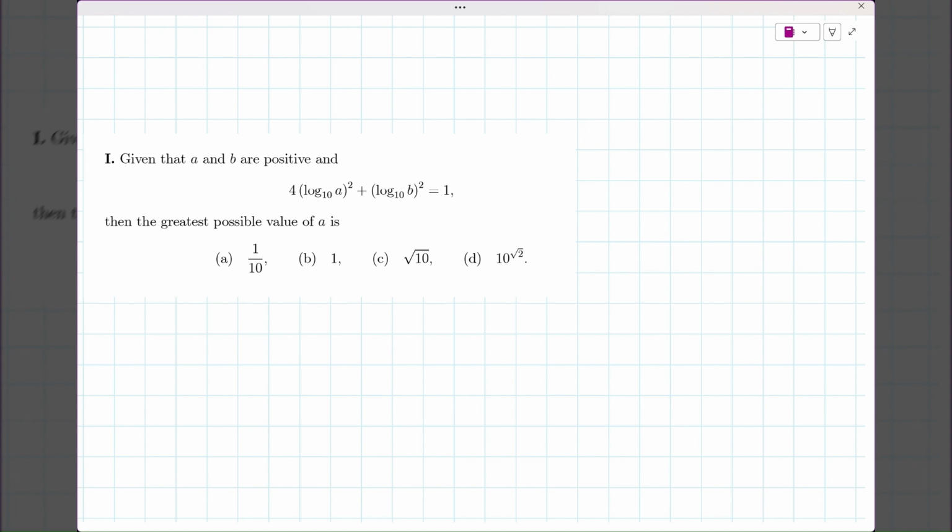And you could think of this, of course, as 4x squared plus y squared equals 1. And then you're trying to maximize x. Now, also, our x is a function of log 10 a. Is that an increasing function? Is it a decreasing function? Do we want a to be big? Do we want a to be small? Etc. What do we want the value of log 10 b to be? What do we want the value of b to be? Just really think about what functions you are using and how that impacts your goal.